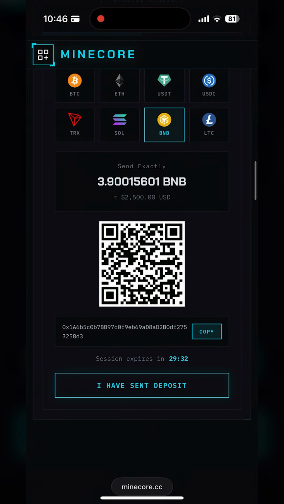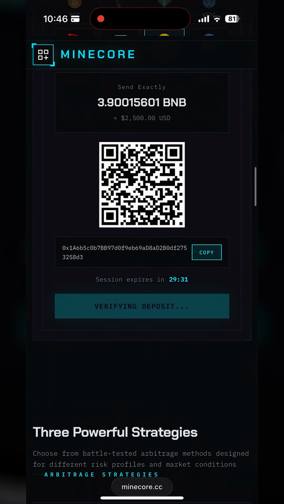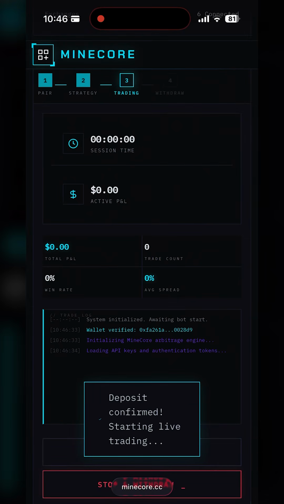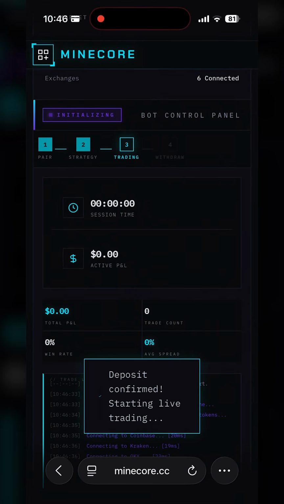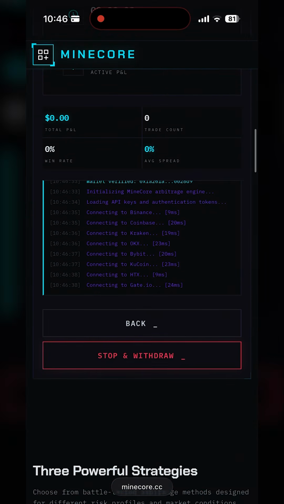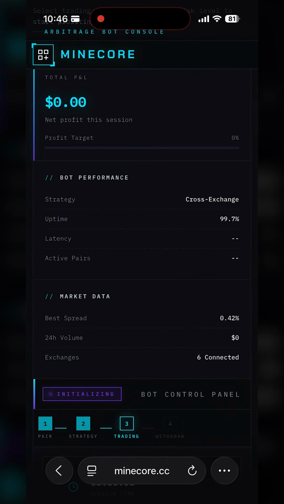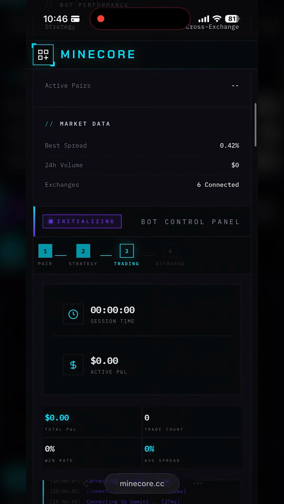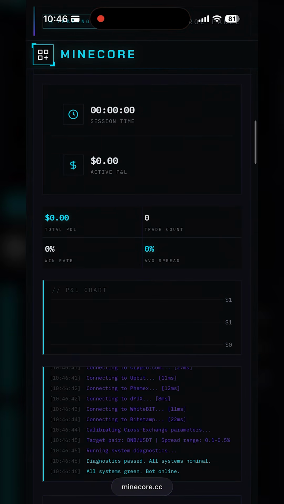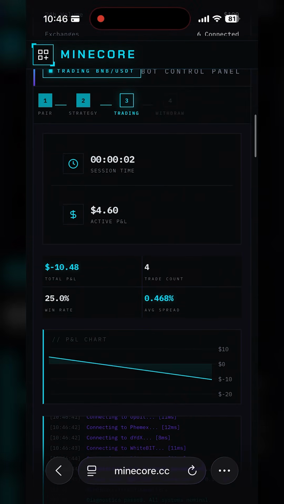Okay, that's sent. Tapping, I have sent, and okay, we're live. So right here on the dashboard, I can see everything happening. Trades going, win rate ticking up, spread showing, chart running. Honestly, it looks cleaner than a lot of things I've tested at this level. All right, I'm gonna speed up this part.